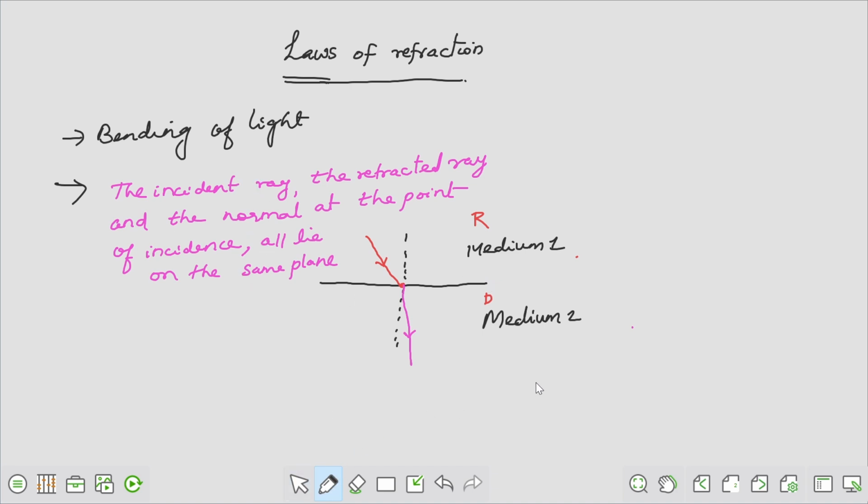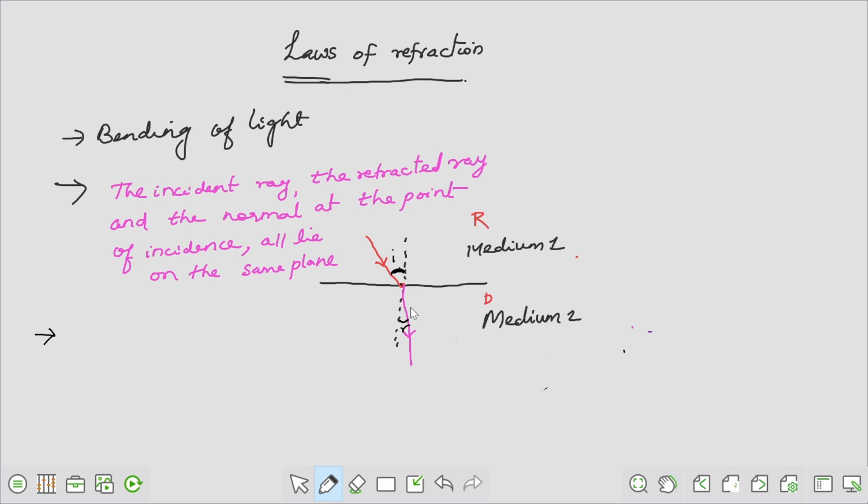Now let's see the second law. The second law is a bit tricky, so listen carefully. We also learned the angle between the incident ray and the normal. What is it called? Very good, the angle of incidence. And the angle between the refracted ray and the normal is the angle of refraction. Now let's understand the second law.